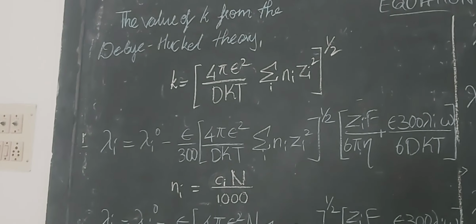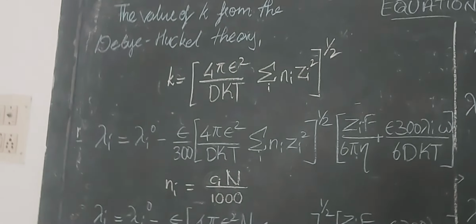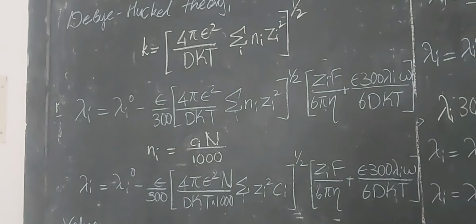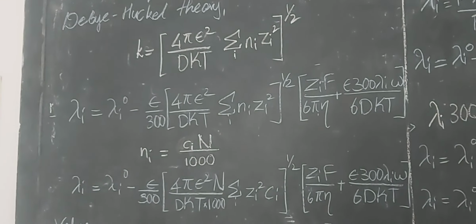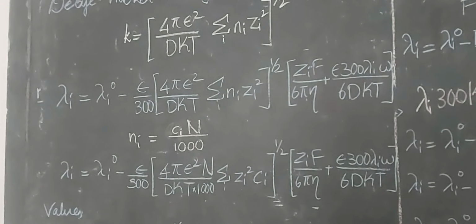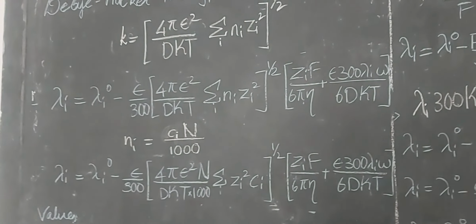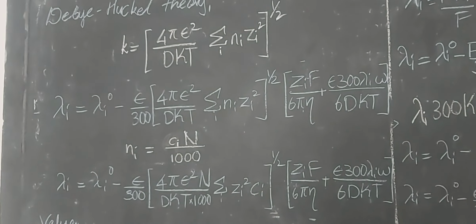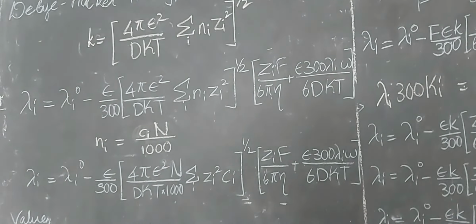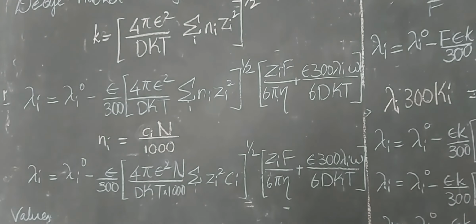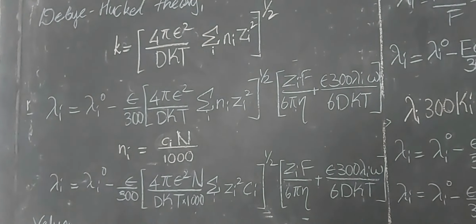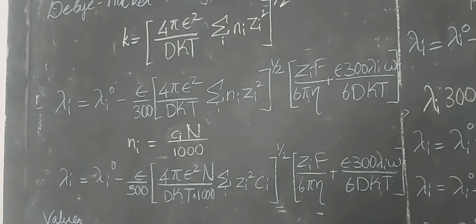So if we substitute this ni in the place of ni in the first term, we will get lambda I equal to lambda I naught minus epsilon divided by 300 into 4 pi epsilon square n divided by d kappa t into 1000 into epsilon into summation of zi square Ci in the power of 1 by 2 into the term which we found, zif divided by 6 pi eta plus epsilon 300 lambda I omega divided by 6 dkt. What we should do after these steps? How we can simplify this step?